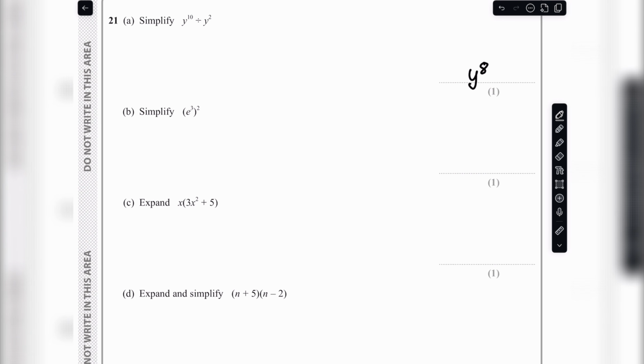In the second part of this question, we are told to simplify e cubed squared. So we can simply square this value. So that's e cubed times e cubed. And according to the law of indices, when you multiply two indices with the same base, you need to add their powers. So 3 plus 3 is 6. So this is just e to the power of 6. In the third part of question 21, we need to expand this expression. So x times 3x squared is just 3x cubed, and x times 5 is plus 5x.